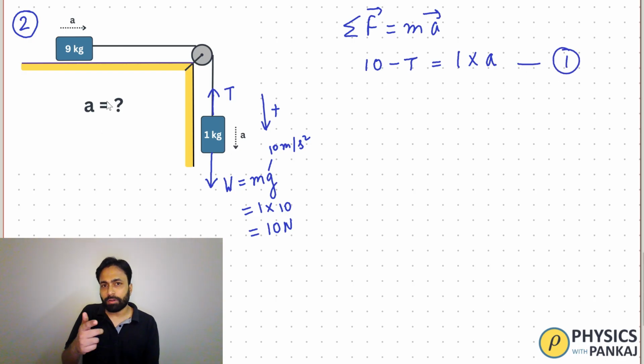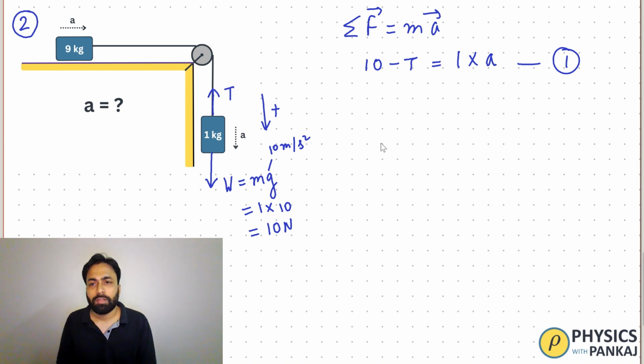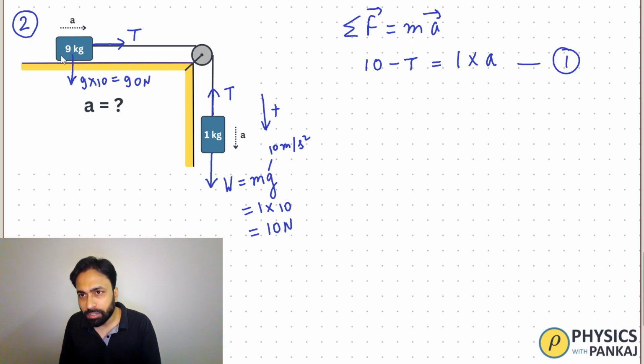Now let's make the free body diagram of the 9 kg block. The only relevant force that I can see on the 9 kg block is the tension. There is, of course, a gravitational force on the 9 kg block downwards, which would be m times g, so 90 newtons. However, there would be a counter force called normal reaction, which would simply balance this 90 newtons. So we need not worry about it if you're only talking about the horizontal motion of this block.